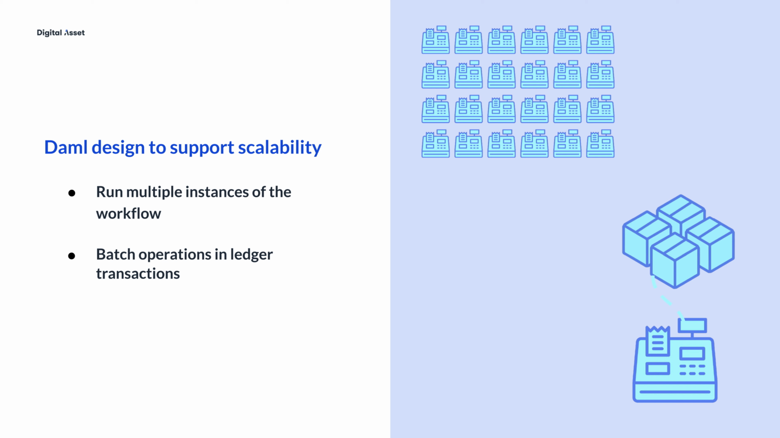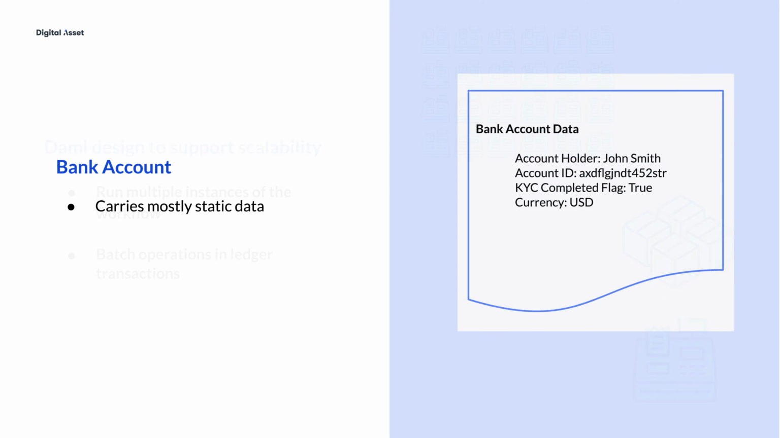If we return to our store cash register analogy, this equates to allowing multiple cash registers to operate simultaneously and allowing multiple items to be sold in a single transaction. Let's return to the bank account example. When we look at a typical bank account, we see a couple of things.